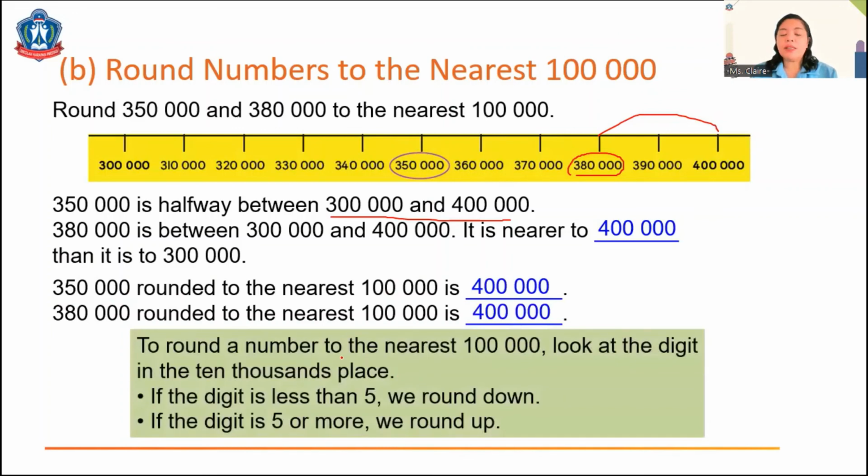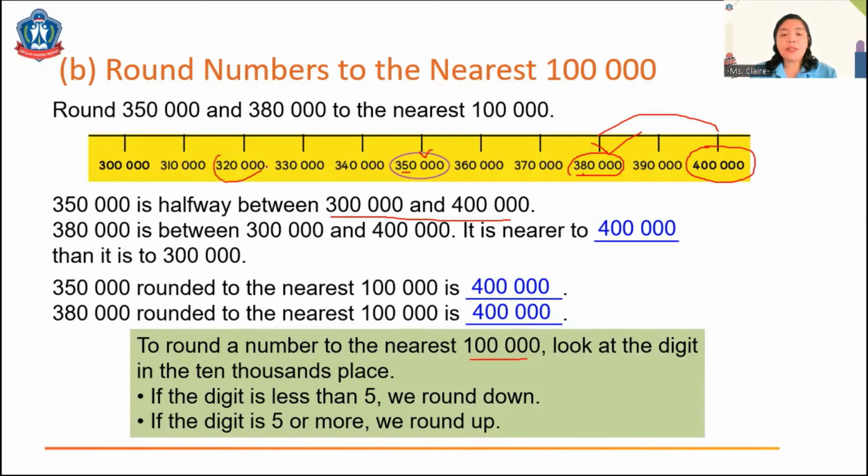So children, remember that when we round numbers to the nearest 100,000, look at the digit in the 10,000s place. So in the 10,000s place, the digit is 5 and 8. If the digit is less than 5, we round down. If the digit is 5, just like 350,000, or more, just like 380,000, we will round up. That's why the answer is 400,000.